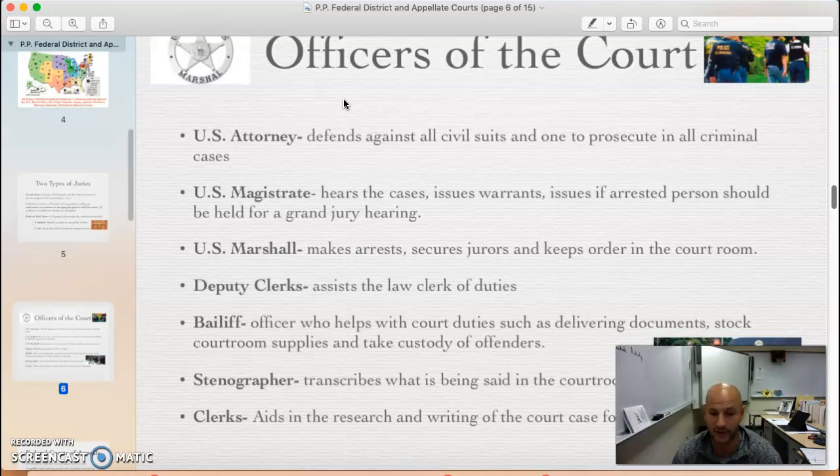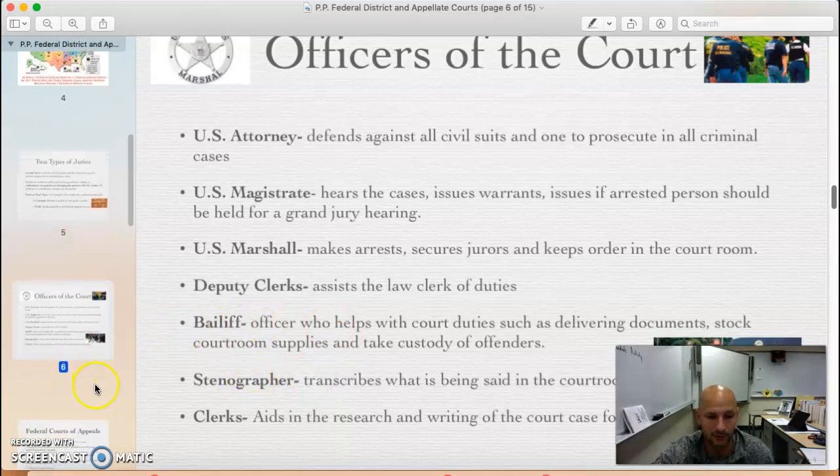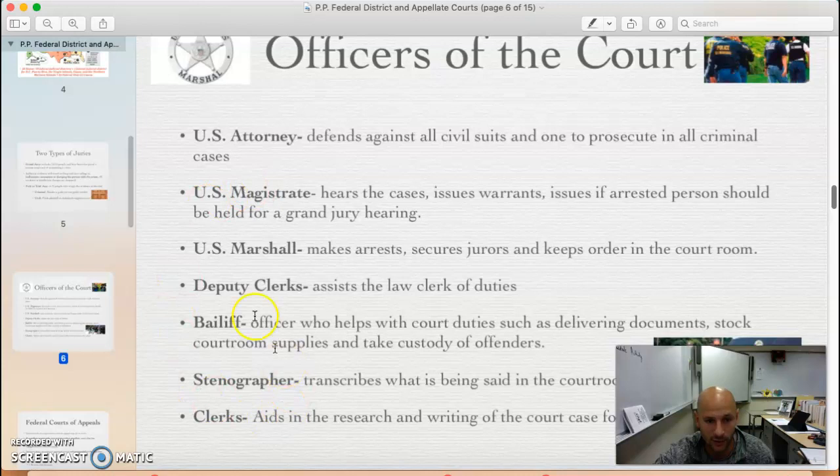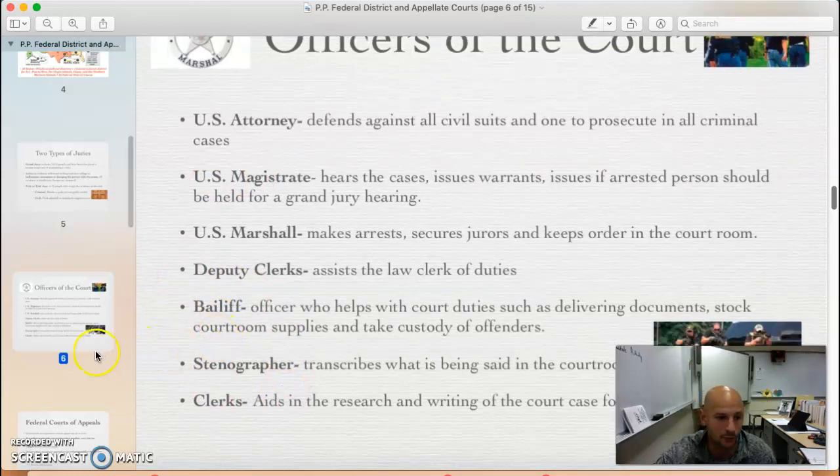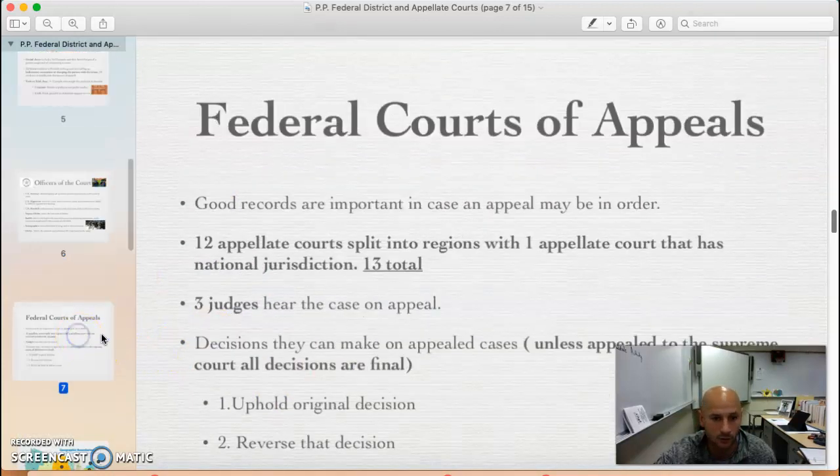And then we have clerks, aides in the research and writing of the court case for the judge. So go back on the PowerPoint, look over these things. I don't have a lot of time here, I only got 15 minutes, so I can't go real in depth. If you have any questions, let me know. These are just some people who work in the office of the court.